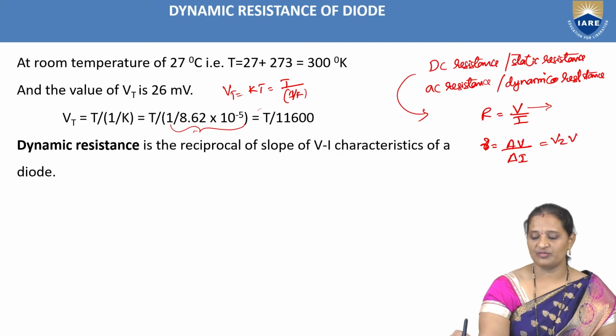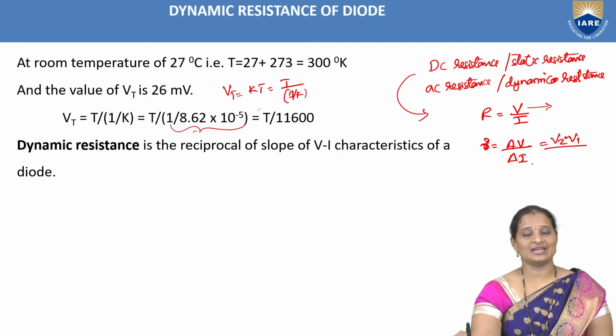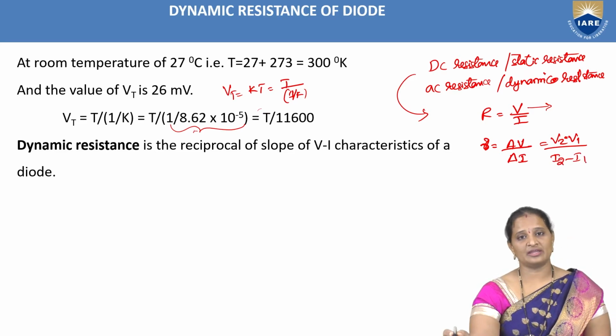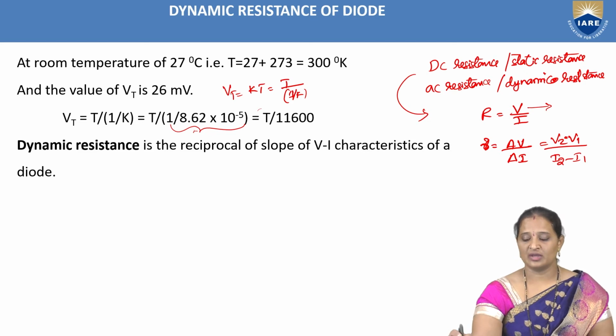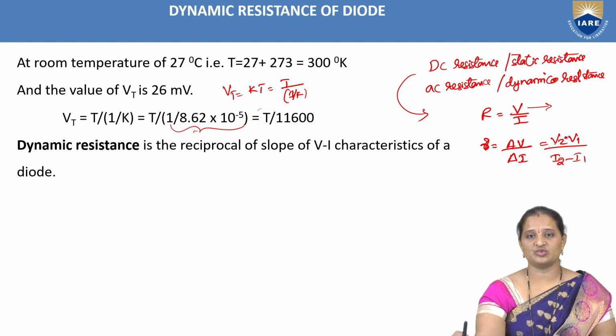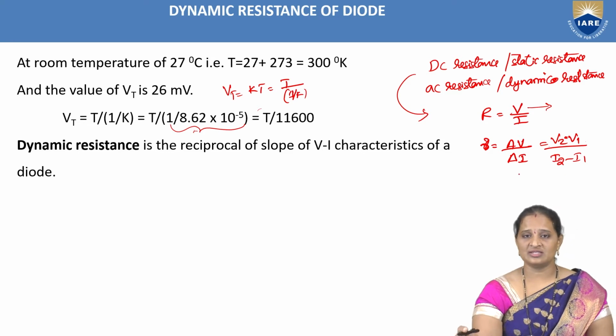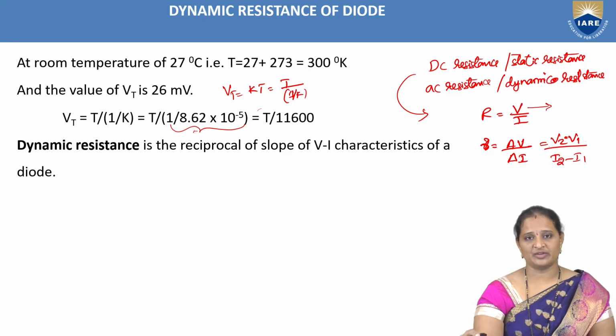So let us consider V2 and V1 are the voltages at 2 points, and the currents I2 and I1 are the currents at 2 particular points on the characteristic curve. So the change in voltages with respect to the change in currents, that is V2 minus V1 divided by I2 minus I1. So to calculate static resistance, consider a single point on the characteristic curve, and to calculate the dynamic resistance, consider 2 points and calculate the respective voltages and currents at the 2 points, and take the difference between voltages with respect to the difference between the currents.